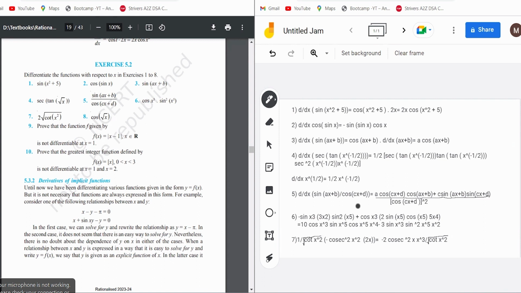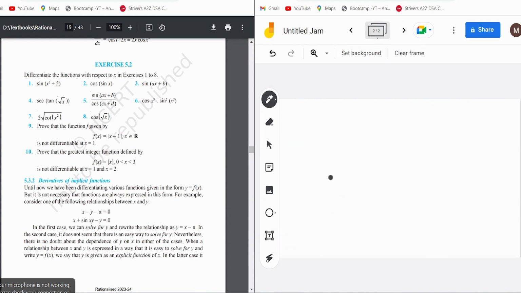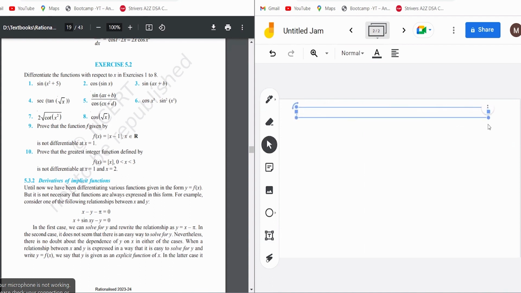Okay. So I hope you understood this question. This was also pretty simple. All the questions are actually simple only. You have to just play with the mind and you can easily get your answer. So this is question number 7. Let's move to question number 8.